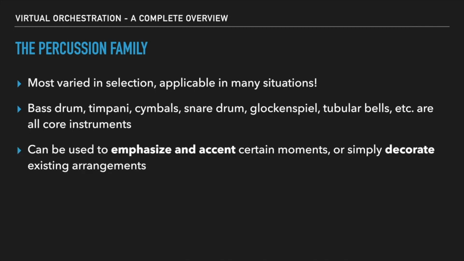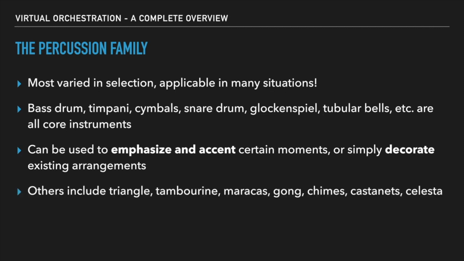The percussion family typically can be used to emphasize and accent certain moments, or we can just use the percussion to decorate existing arrangements and kind of spice it up a little bit more. We already touched on this, but again, that's what makes the percussion family so versatile. Other instruments could include the triangle, the tambourine, maracas, gong, chimes, castanets, celesta. It really depends on the context of your piece, but just so you know, the percussion section has so much variety and you're never really lost for choice here.